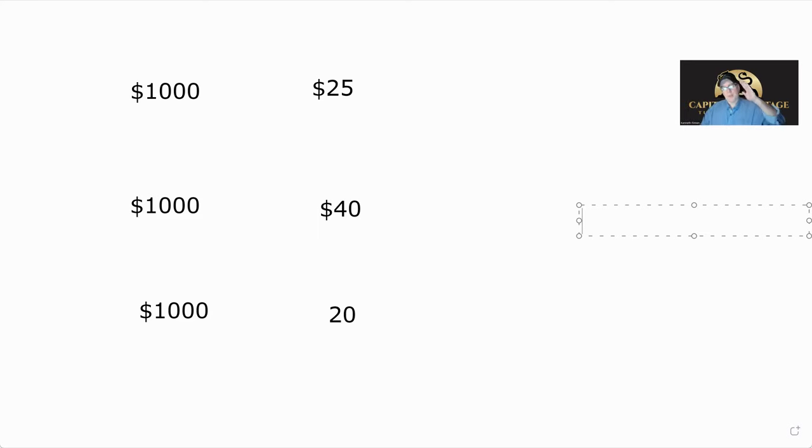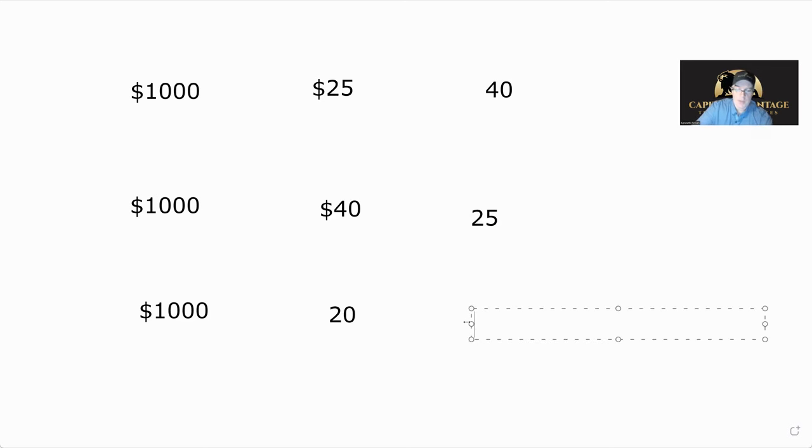Remember, dollar cost averaging is putting the same amount of money in every single time period. So let's say over a 3-week period, we put $1,000 in each week, and this is what it was. How do we figure out what our actual average cost was? So we put $1,000 in at $25 a share. That's going to be 40 shares. Then we buy $1,000 worth, and it's $40 a share. That's going to be 25 shares. And then another $1,000 at $20 a share. That's going to be 50 shares. So we bought a total of how many shares? 50 plus 25 plus 40 equals 115 shares.